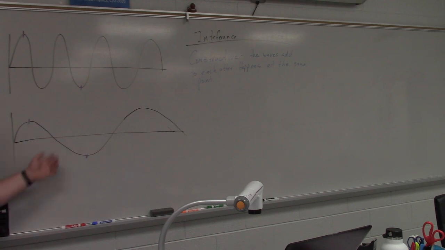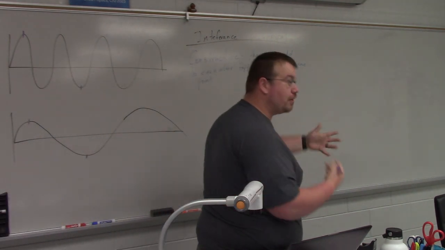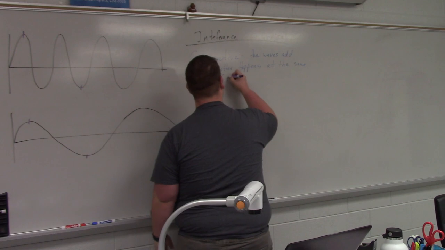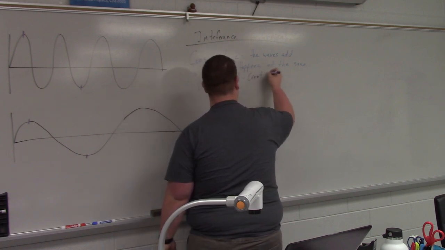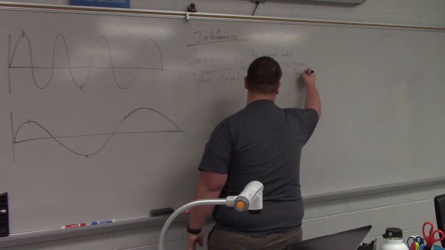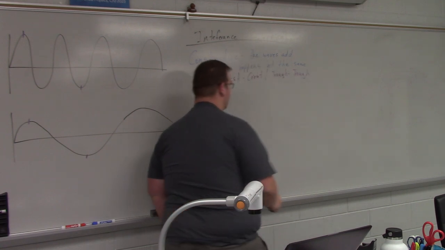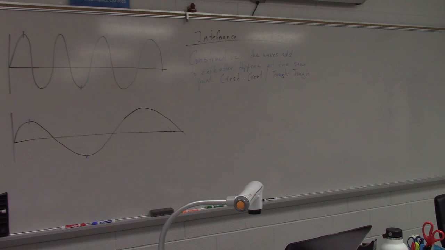So, where we see constructive interference taking place are at same points on the wave. Perfect example of this is when a crest meets a crest, or a trough meets a trough. If it's at the same point of the wave, it builds up and adds to itself.